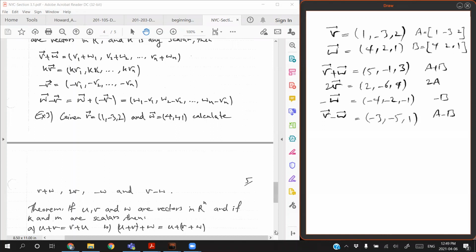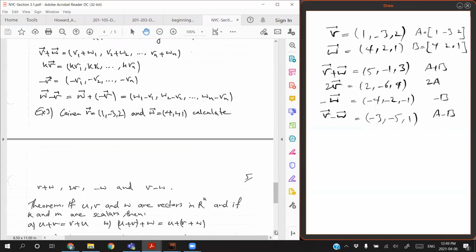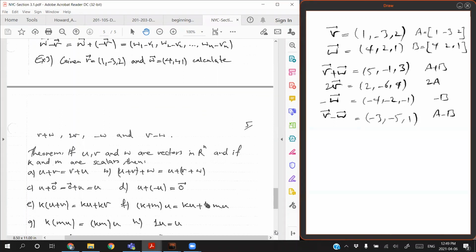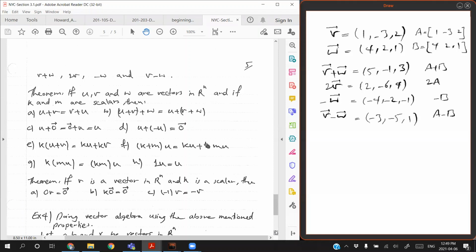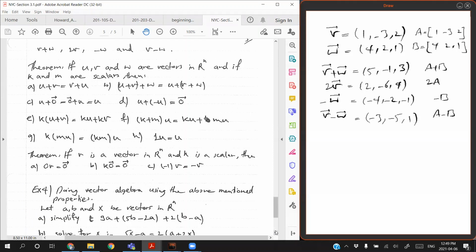So the same way we used to do algebra with matrices, you can also do algebra with vectors. And here we have a theorem for those properties, algebraic properties. Theorem: if u, v, and w are vectors in Rn, and if k and m are scalars, then we have these properties. So first of all, u plus v is going to be the same as v plus u. This is called the commutative property of addition.